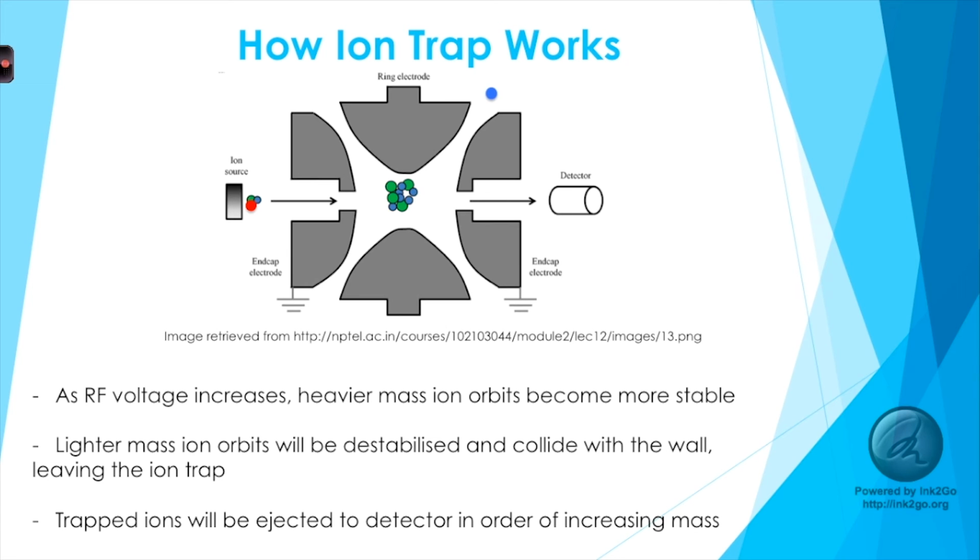It will leave the ion trap and not reach the detector. On the other hand, the selected trapped ions will be ejected, like the red ion here. This is its trajectory. The ejection is done in order of increasing mass to the detector by gradually increasing the applied RF voltage. The ejection of ions to the detector creates a series of ion signals dispersed in time. This constitutes a mass spectrum.